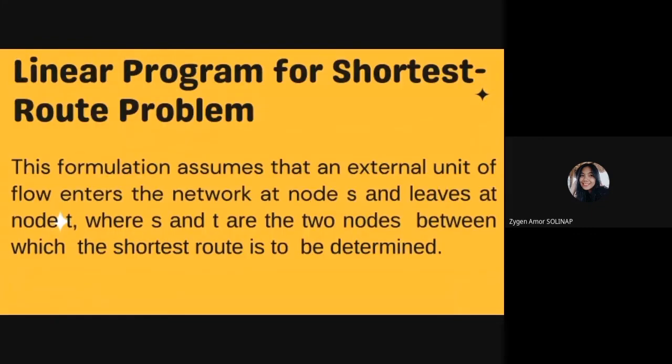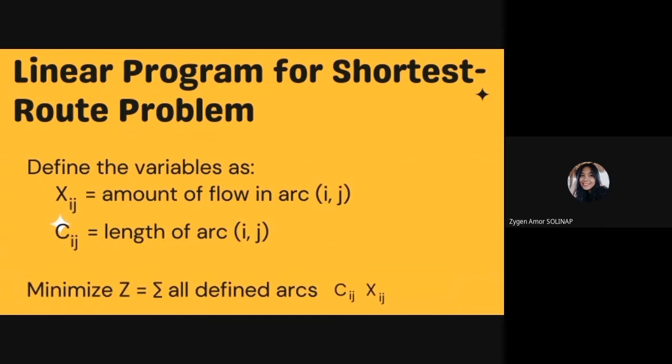So next, we will learn about the linear program for the shortest route problem. This formulation assumes that an external unit of flow enters the network at node S and leaves at node T. So the origin node is S and the destination is T. We have here the variables x sub ij, which was discussed in the previous topic, and c sub ij, which refers to the length of arc ij.